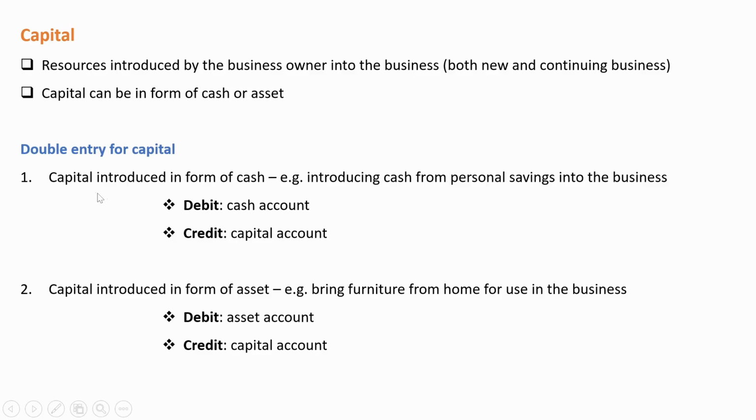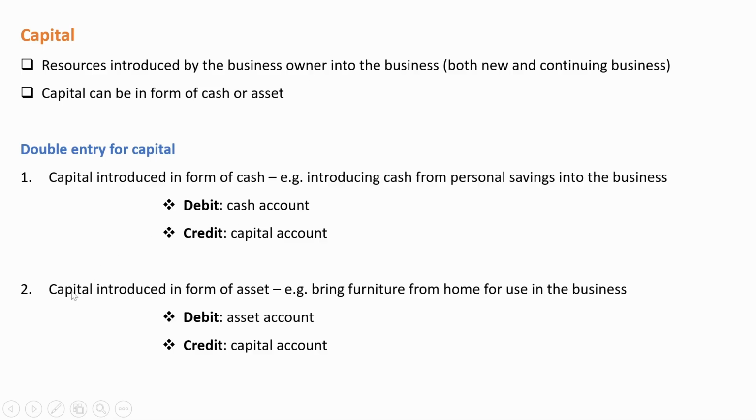So these are the entries for capital introduced in form of cash. We debit cash account because you have introduced cash into the business, which was not there. So cash has increased. And then you credit capital account. So increase in capital, we always credit, whether the capital is in form of cash or in form of asset. Increase in assets, we always debit. And the cash is an example of assets.